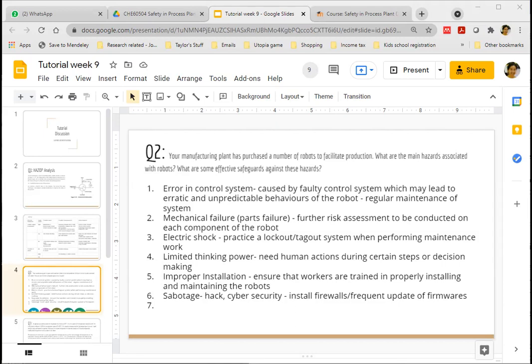The fifth hazard would be improper installation. For this, we would have to ensure that all the workers are trained in properly and correctly installing and maintaining the robots. The sixth one would be sabotage. Robots are very prone to hacking due to weak cybersecurity. For this, we will have to install firewalls and frequently update all the firmware. That's all. Thank you very much.